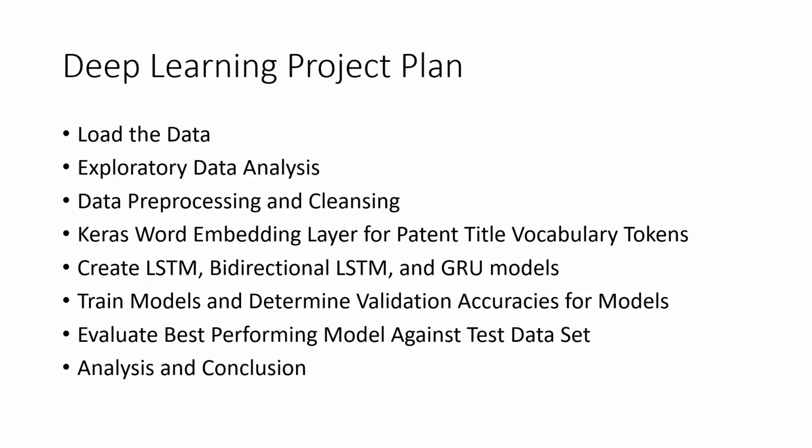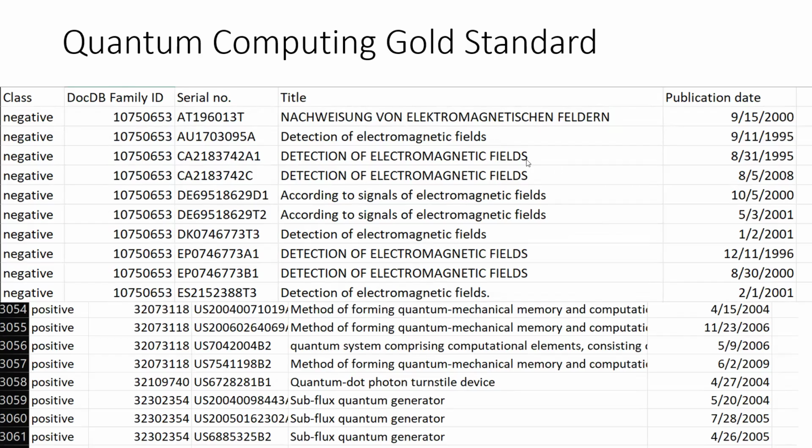So let's go back and look at our patent titles again for a second. If we look at this first patent title, where I have 10 members of the same family here, and again, in the data set there were like 17 members of this family. I just didn't want to show all 17 in this diagram. You'll notice that most of the patent titles here are "detection of electromagnetic fields." But there's also a couple patent titles in this family that are called "according to signals of electromagnetic fields."